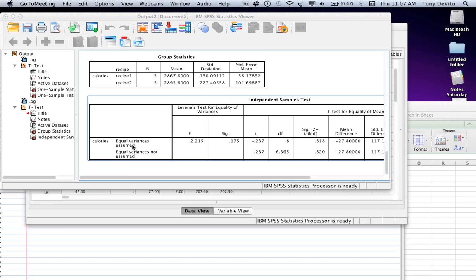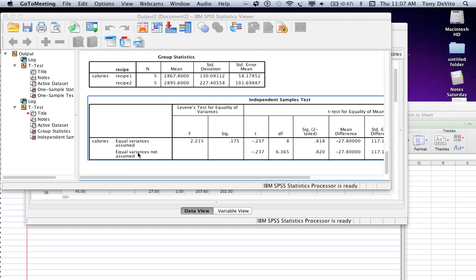Okay, so at any rate, this is equal variances assumed, this is equal variances not assumed. Now this box right here, this box of 4 entries, Levene's test for equality of variances, is where SPSS decides whether you should use equal variances assumed or equal variances not assumed.